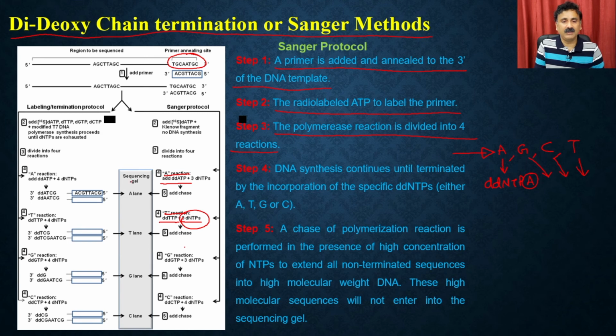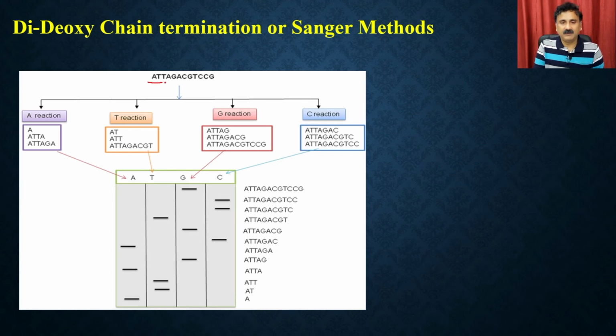If you perform all these, wherever you have an A, it is going to stop the growth of that DNA synthesis. Same is true for T, G, and C. Then you take these reactions and analyze them on high resolution gels. This is what is going to happen. If this is the sequence you are analyzing, it is going to give you the A reaction, T reaction, G reaction, and C reaction. So what you see here is that in the A reactions, all the places where you have A.